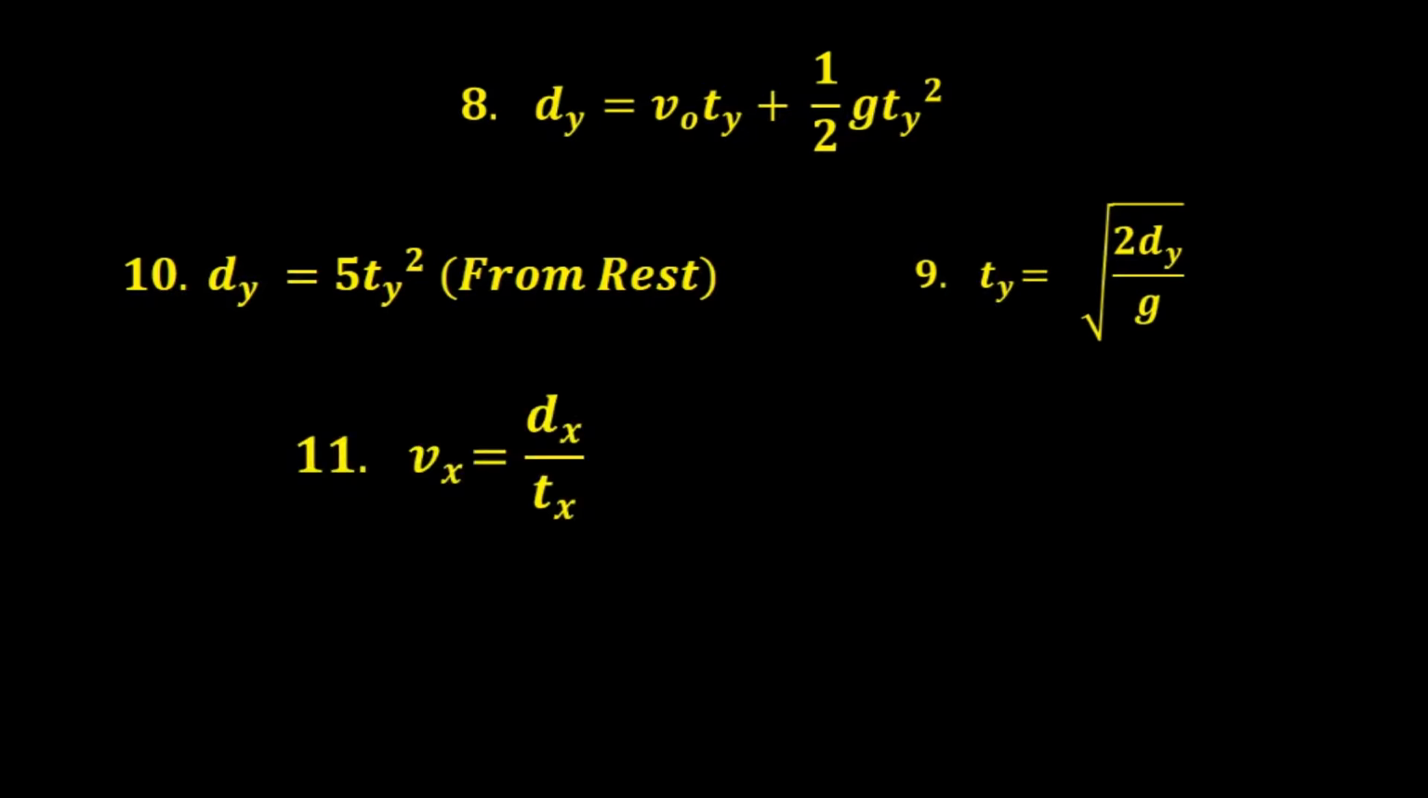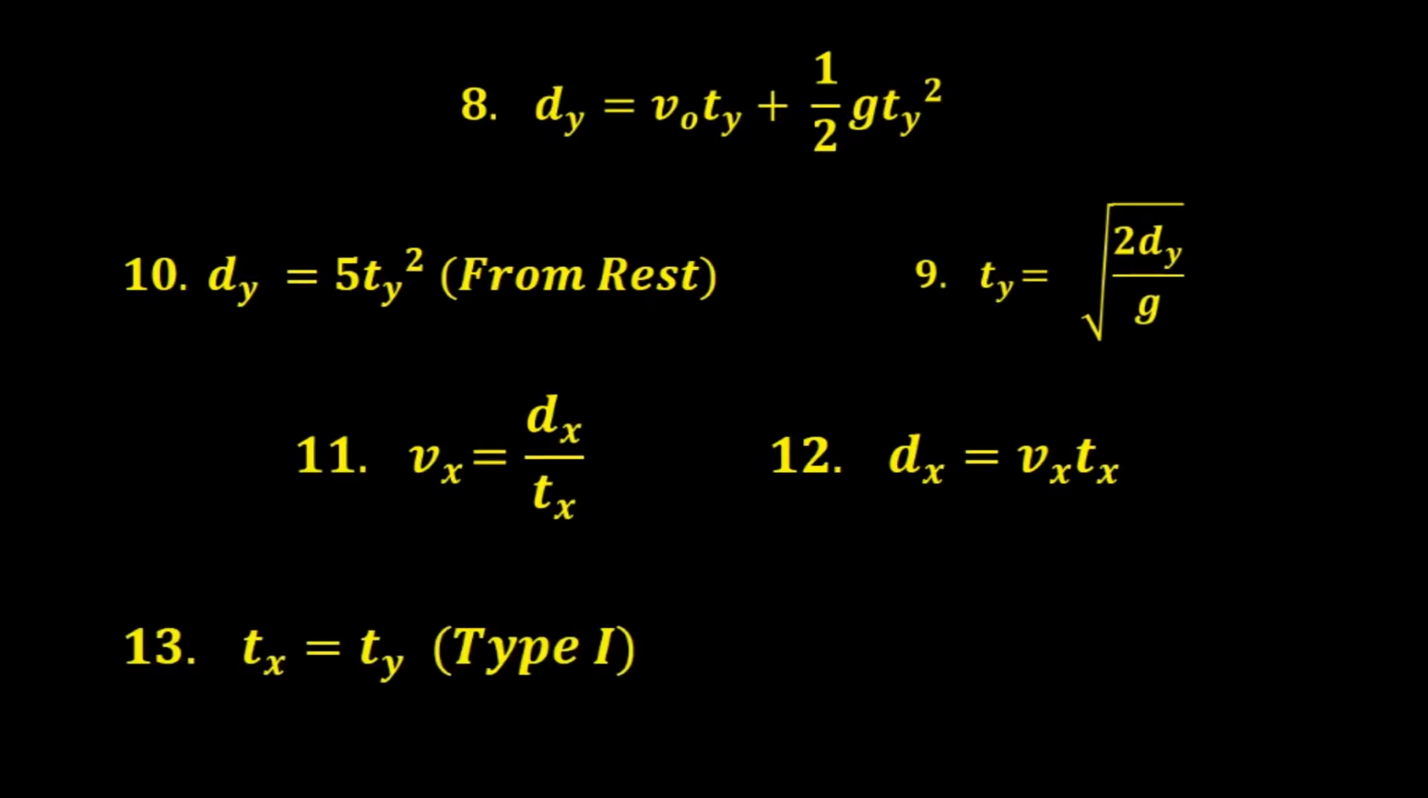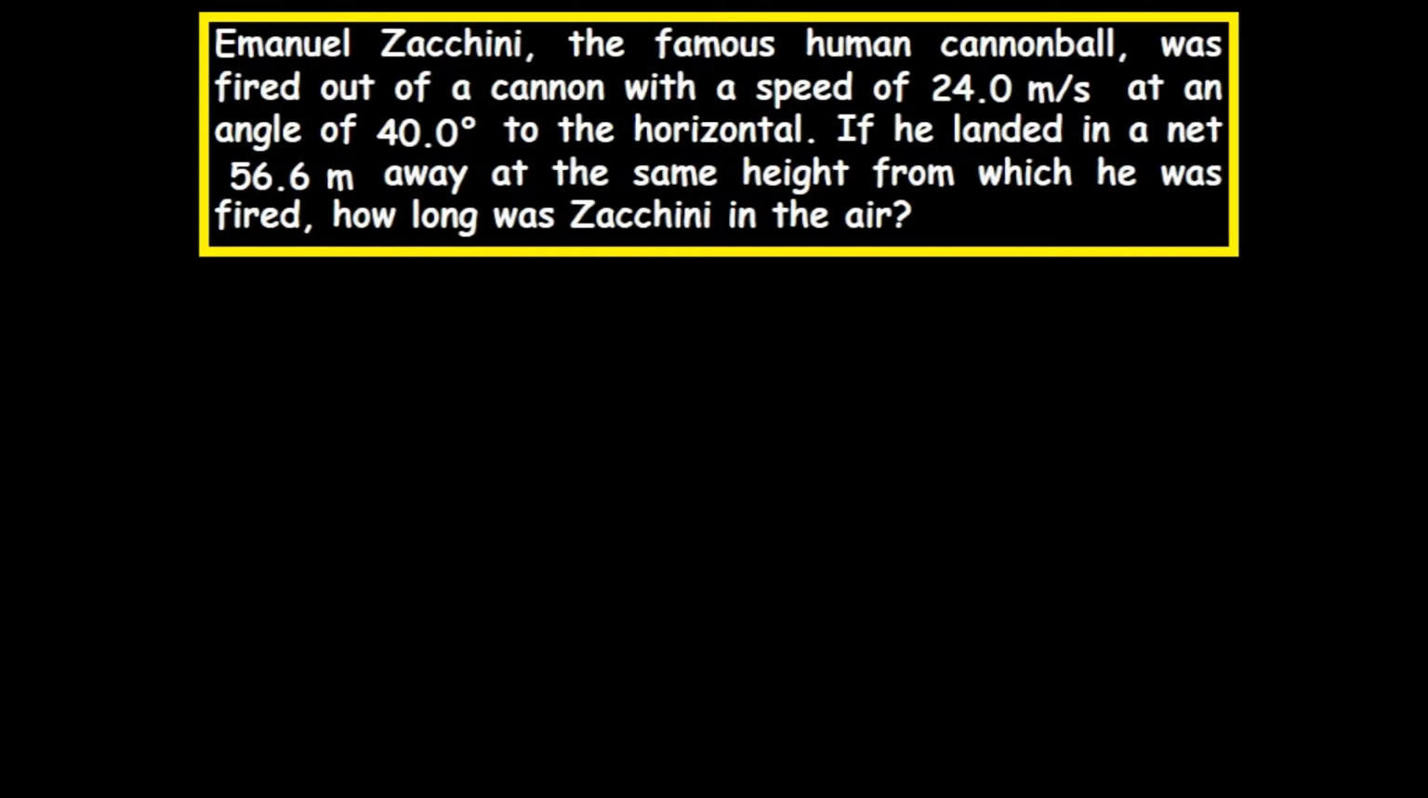And then we know that vx equals dx over ty. Remember, dx equals vx tx, and wait for it, tx equals ty in type 1. Remember, it's type 1. In type 2, tx equals 2 ty. I may have misspoken before, but that clears it up. Tx equals ty, tx equals 2 ty.